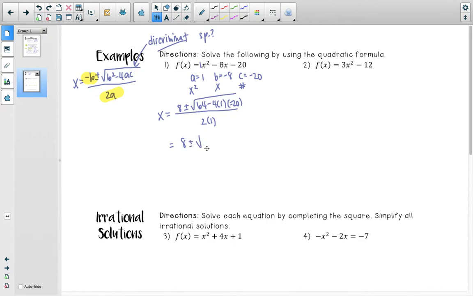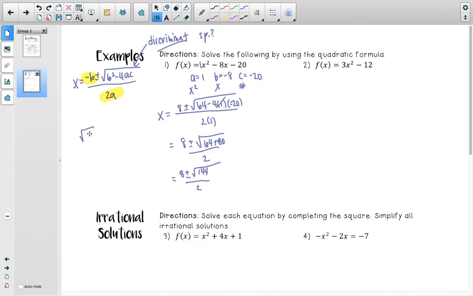All right, so you have 64. You have a minus 4 times 1 times negative 20. You don't have to worry about the 1. 4 and 20 is 80 multiplied together, and a negative and a negative is positive. So you have 64 plus 80, all over 2. And you're going to hear my handy-dandy calculator, just to make sure I do the math right. And you get 8 plus or minus, we're adding this up, and you get 144. And it's all over 2.